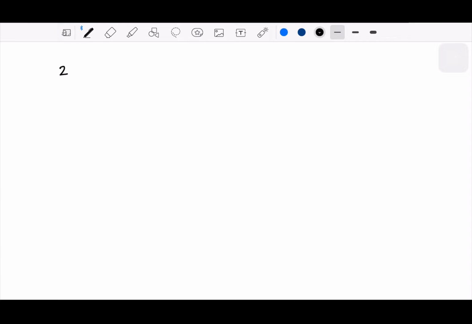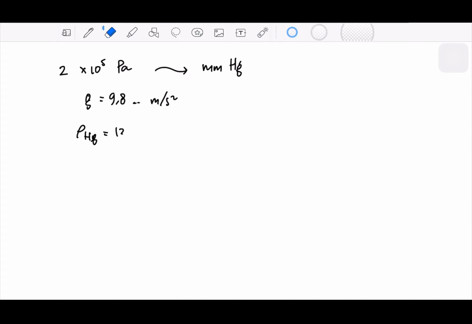So if you have 2 Pascal, okay, we want to write this in terms of millimeter mercury. Okay. Assume that gravity is 9.8 something, right? And then density of mercury is 13.6. Or let me just write the whole number, 13,600 kilogram over meter cubed.